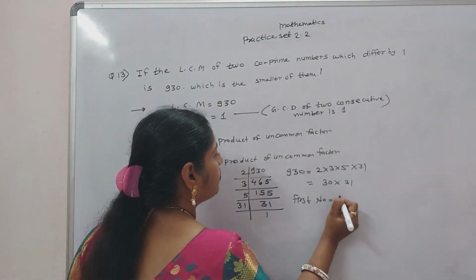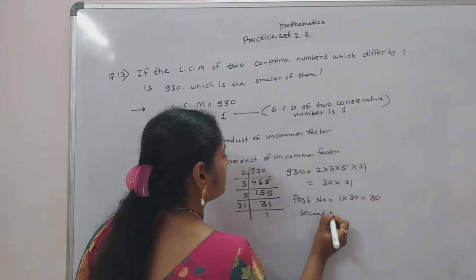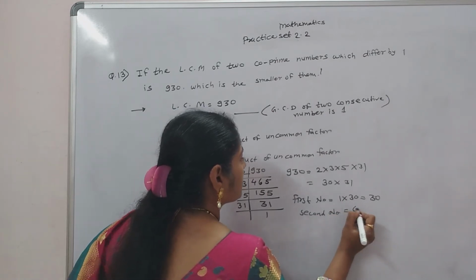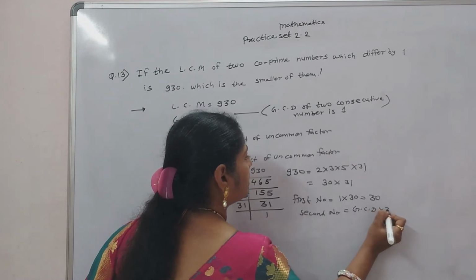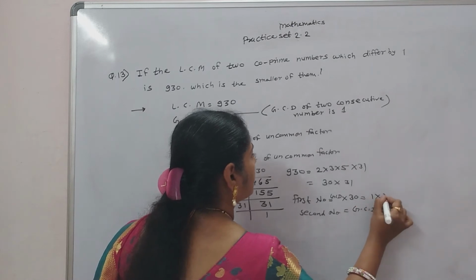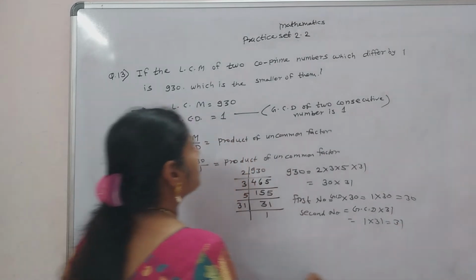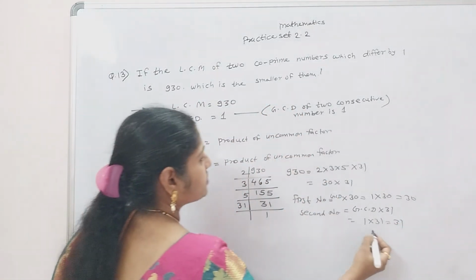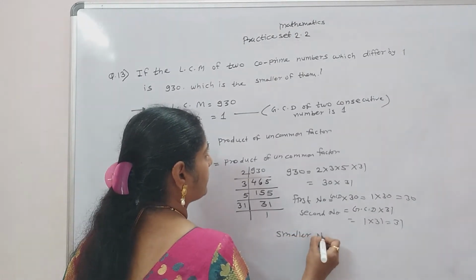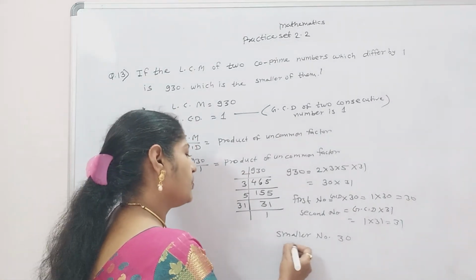Now the first number: GCD is equal to 1, 1 into 30, 30. Second number: GCD is 1, GCD into 31. Here GCD 1 into 30 is 30, and GCD 1 into 31 is 31. So which is the smaller of them? The smaller number is 30. And this is option number 2.